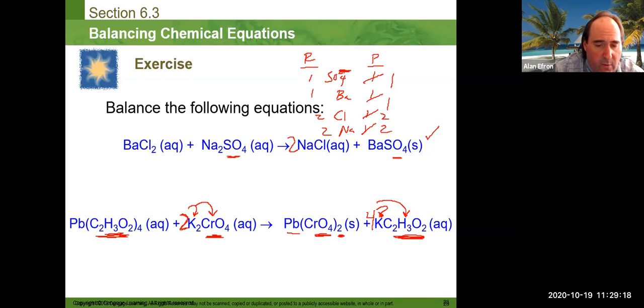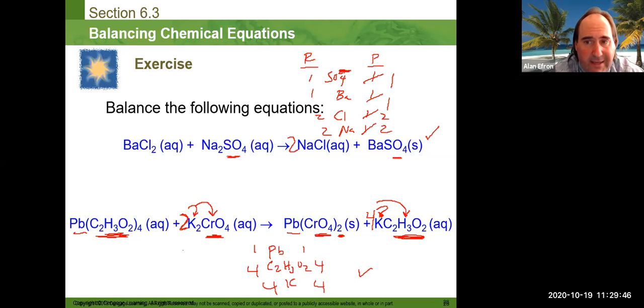And we still have our 1 lead on each side. So at this point, if we count up everything, and I think that's everybody. Yep. We have, again, 1 lead on each side. We have 4 of the acetates on each side. And we have 4 of the potassiums on each side. So we are balanced. So very often with those polyatomic ions, if you keep them together, things sort of fall into place at some point, and that's usually a good thing.